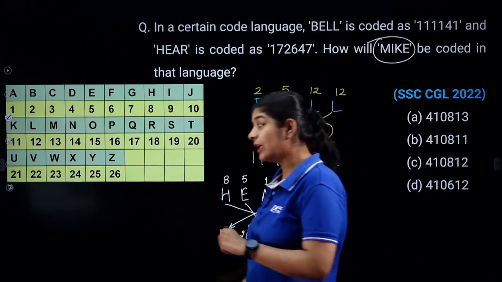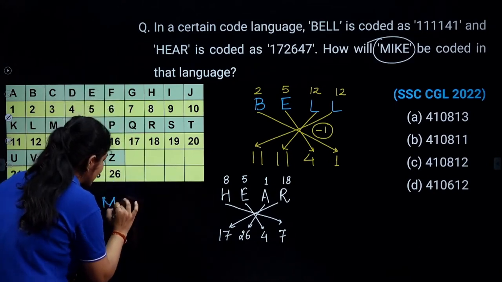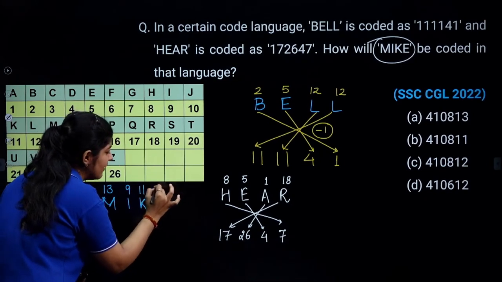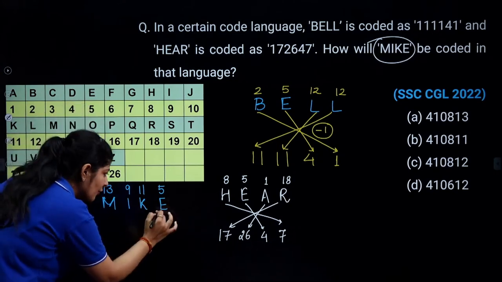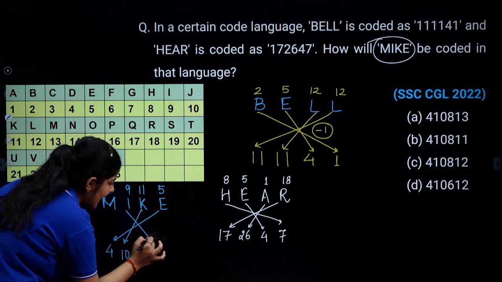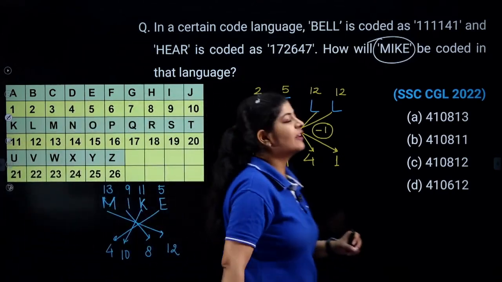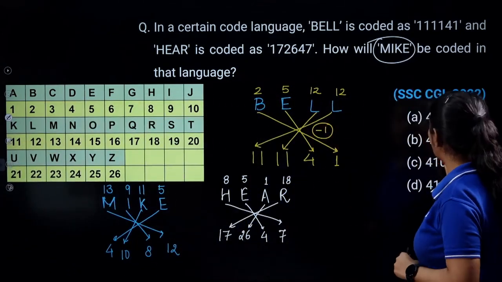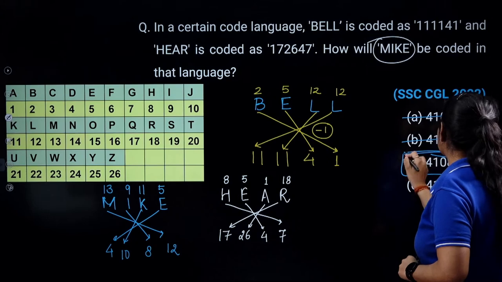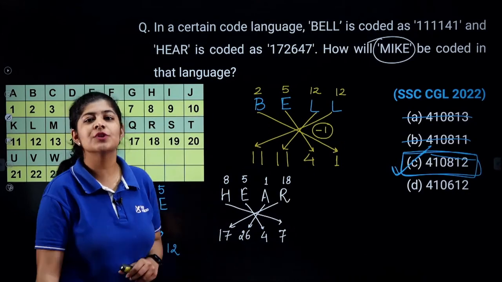So now I have to identify the code for mic. For that, I need to write down the associated numbers with these alphabets: 13, 9, 3. So 3 minus 1, 2. 9 minus 1, 8. And 13 minus 1, 12. So we just need to identify this code over here. 4, 10, 8, 12, no. 12, no. 12, yes. So basically the correct answer over here is option number C.